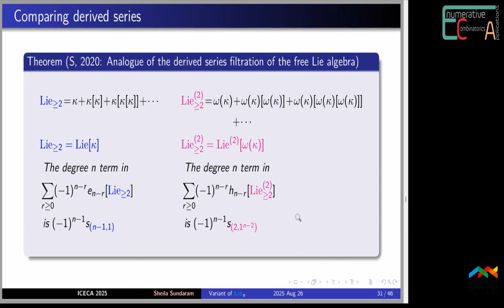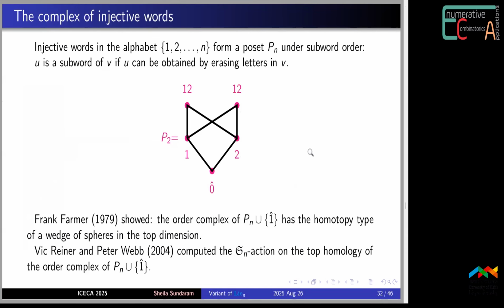Okay, so here, on the left side, for the classical Lie, this actually comes from an honest-to-goodness Lie algebra fact, the derived series. I don't know what it means on the right side. Okay, next.